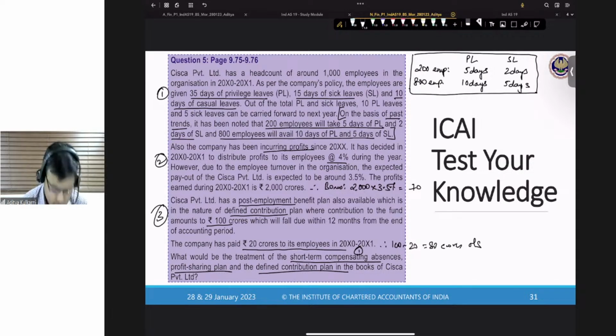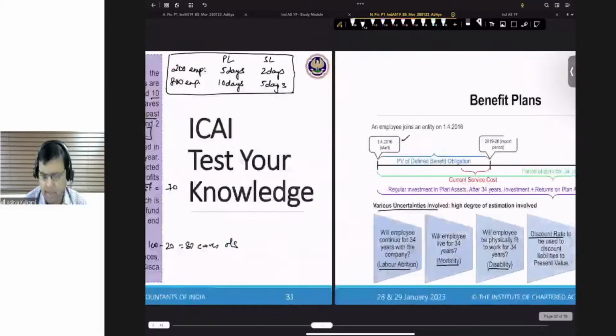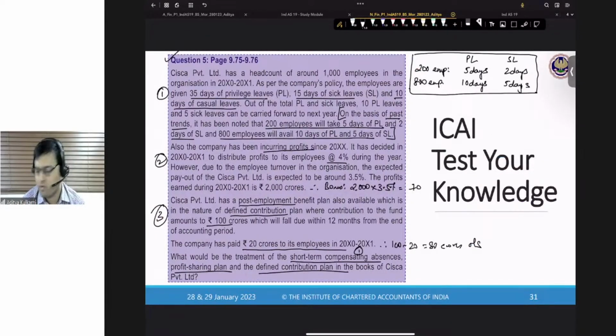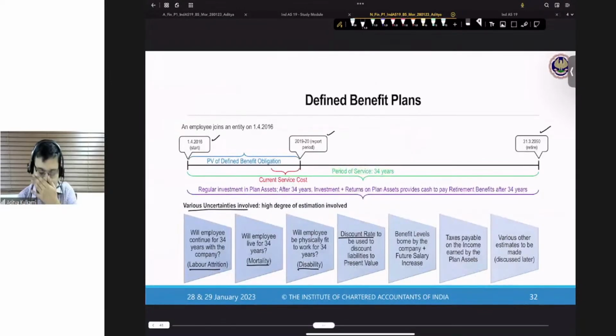Okay, fine. So that takes care of question number 5. Very simple question. The question looks big, but it was quite simple. Okay. So coming to the next part, that is a defined benefit plan.